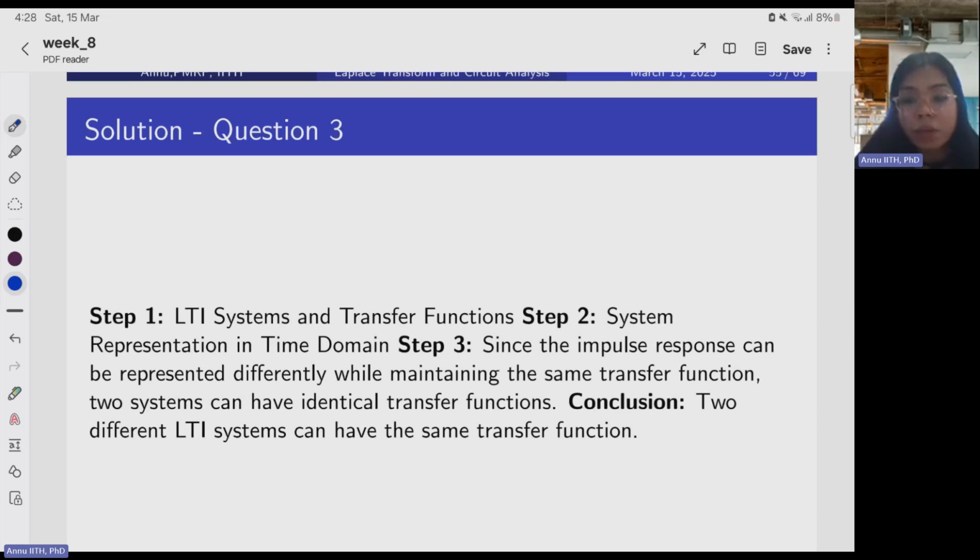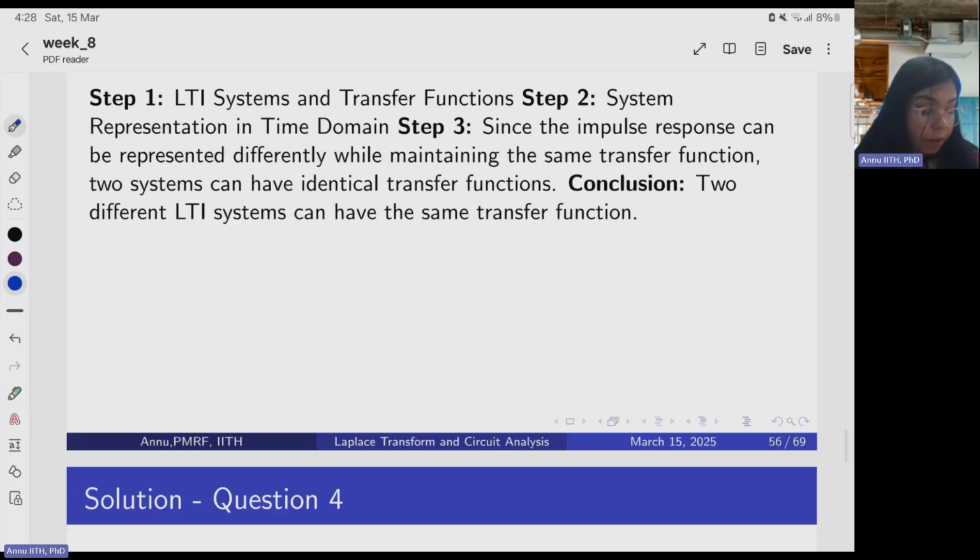This is a very valid question. So your answer is that the two systems can have the same identical transfer functions. So, question number 4.